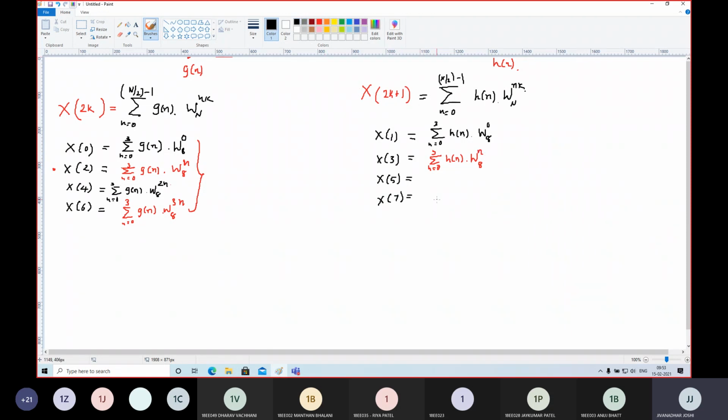Similarly, this is n equal to 0 to 3, h of n, W8 raised to 12. And finally, we have x of 7 equal to sum over n of h of n, W8 raised to 3n. So, all of us accept this equation, correct? Any problem? No, sir. Okay, so this is correct.